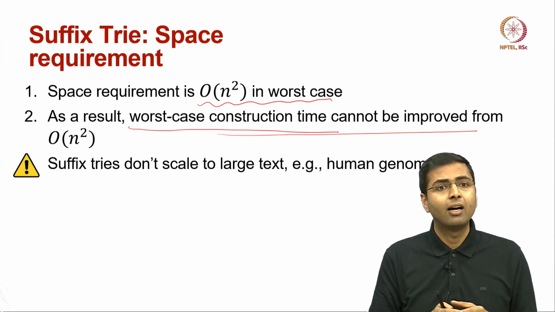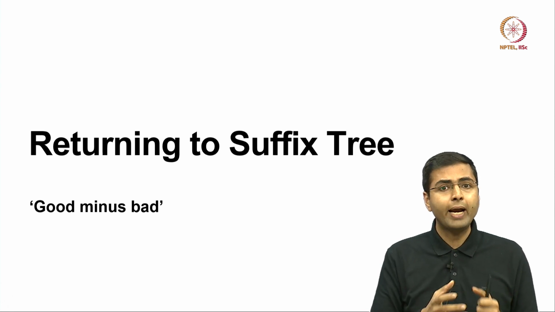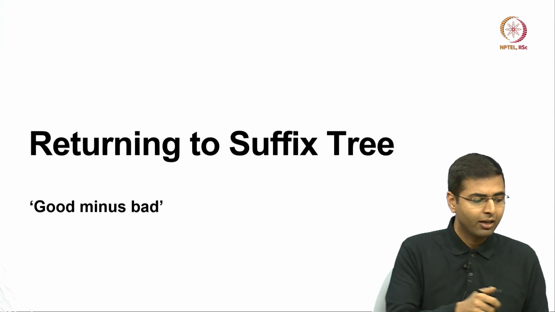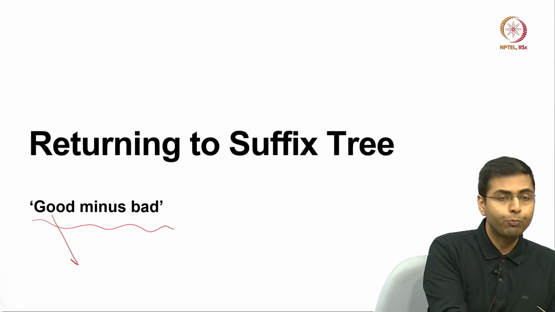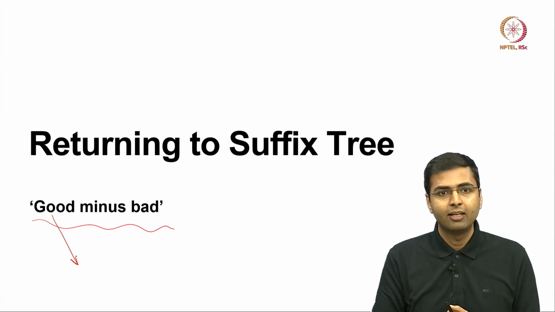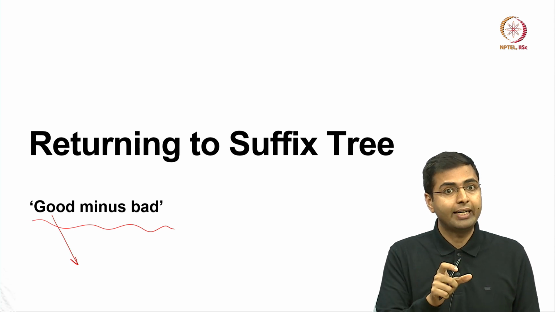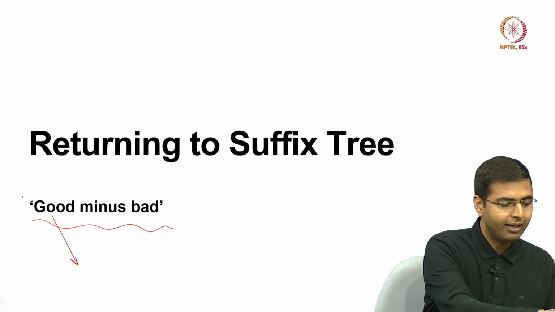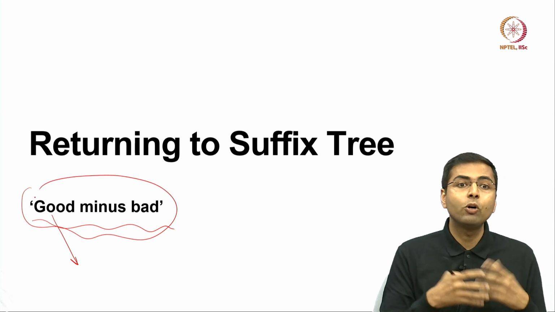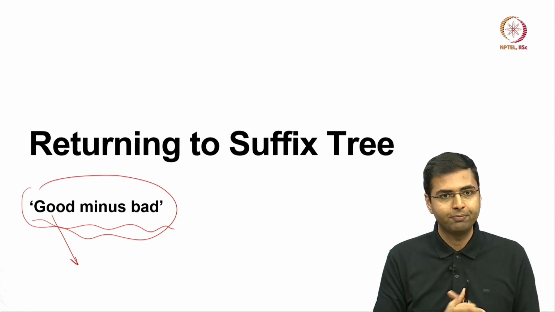Therefore, in the next video we will look at the suffix tree data structure, which will in summary be the good minus bad. It will retain the good properties of the suffix trie data structure, but it will get rid of the bad properties, that is the space and time that we needed to build the suffix trie. That is why I am calling it good minus bad, because it retains the good properties and gets rid of the bad properties.